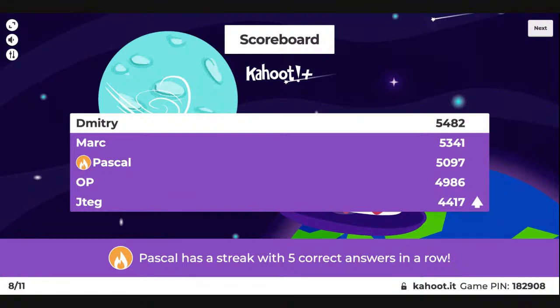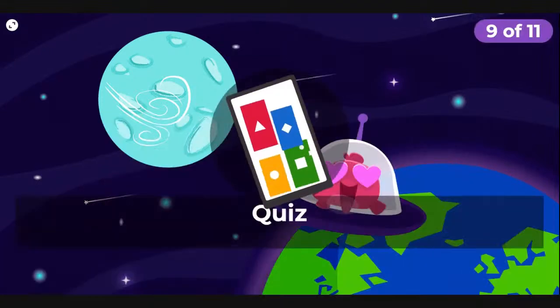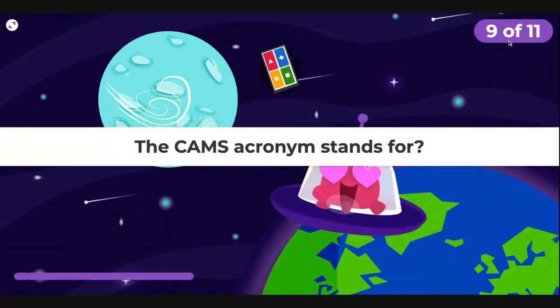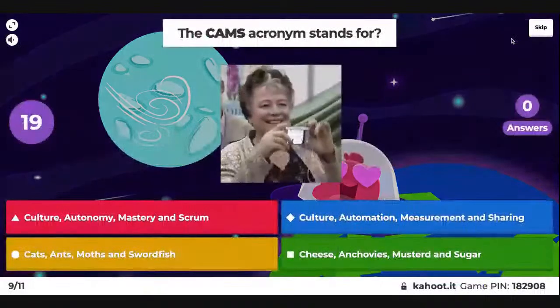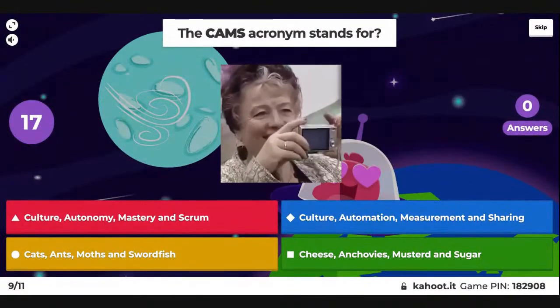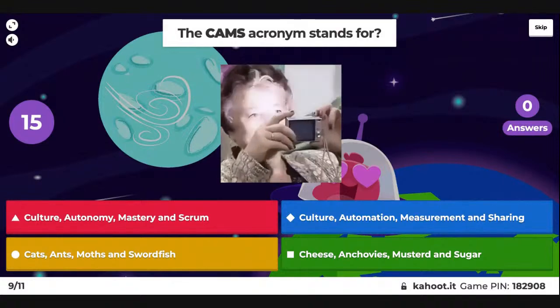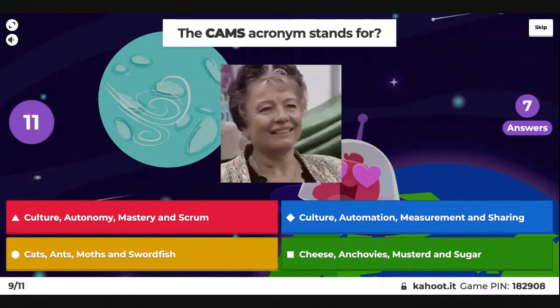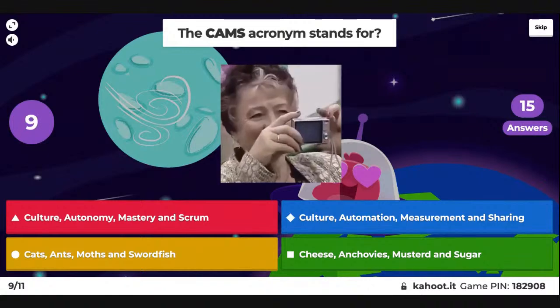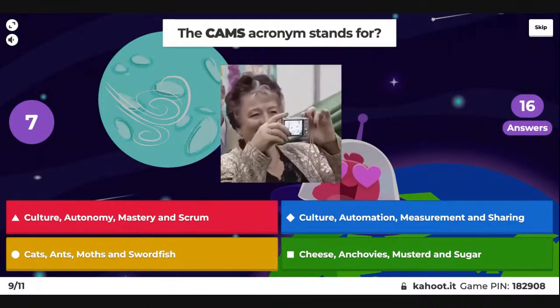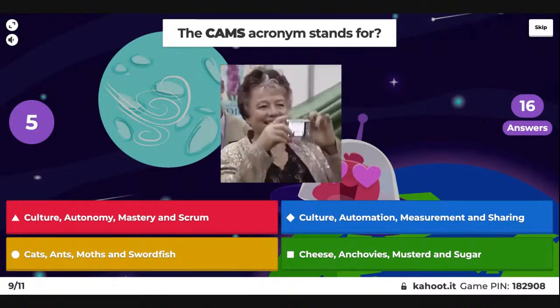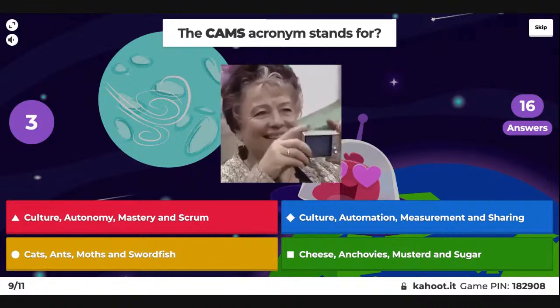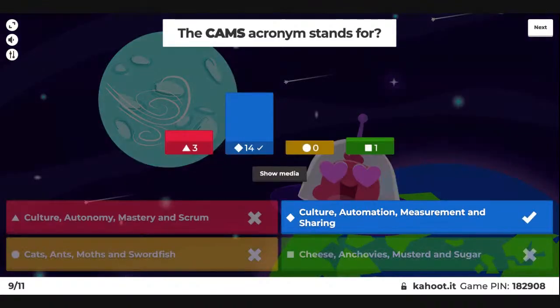The CAMS acronym stands for: Culture, Autonomy, Mastery, and Scrum. Culture, Automation, Measurement, and Sharing. Cats, ants, moths, and swordfish. Cheese, anchovies, mustard, and sugar. So 2 of these are definitely wrong, because there's Scrum in it.